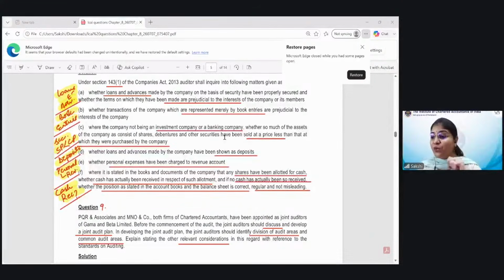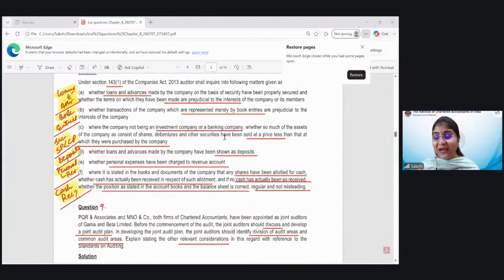Then, whether loans and advances made by the company have been shown as deposits or not. If shown, leave it, no issue. If not shown, you have to disclose. Then, whether any personal expenses of the people working within the entity have been charged to the revenue account. Means their personal expenses are being debited to P&L. Why debit to P&L? That will reduce the profit, less tax. So this is being done. Will the financial statement present a true and fair view? No.